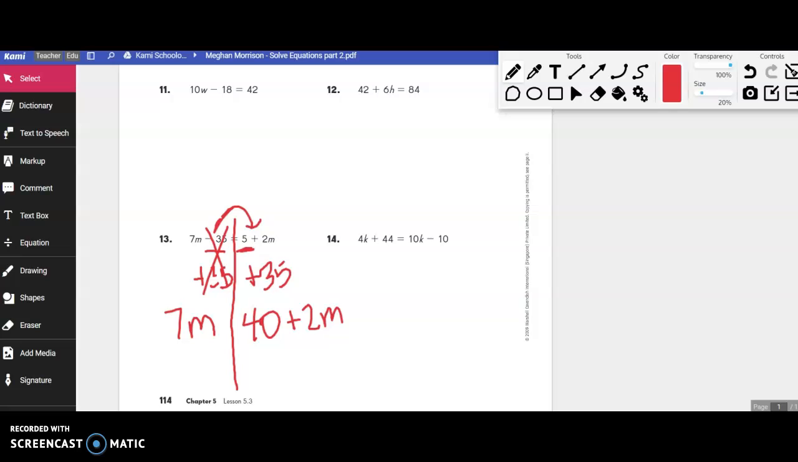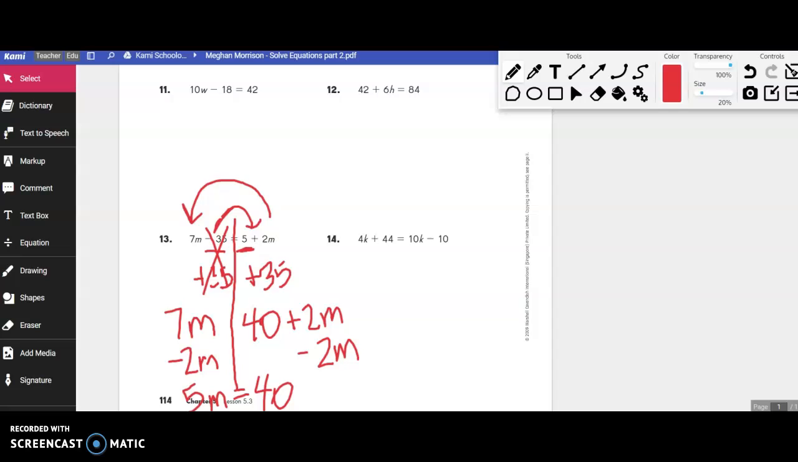But now I want all my variables on the other side. So I want to get my variables all over to this side. So I have plus 2m, so I'm going to do the opposite, the inverse, and minus 2m on both sides. If you remember hands-on equations, it's like I'm taking 2 pawns off of each side. Now I have 5m equals 40.